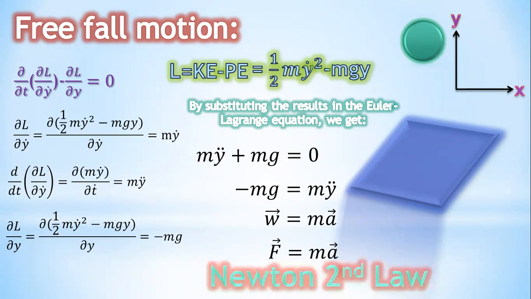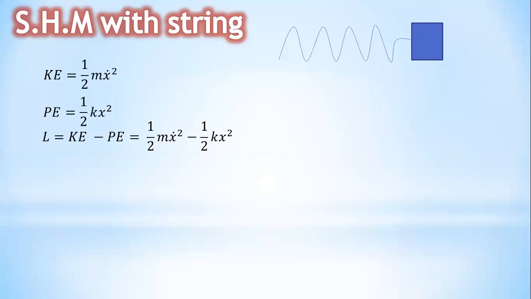Exciting. To deal with the second example, about simple harmonic motion with a spring, and knowing that the mechanical energy is conserved and the box has a motion on the x-axis only, the kinetic energy equals half m x dot squared, the potential energy equals half k x squared, then the Lagrangian, which is the difference between kinetic energy and potential energy, equals half m x dot squared minus half k x squared.